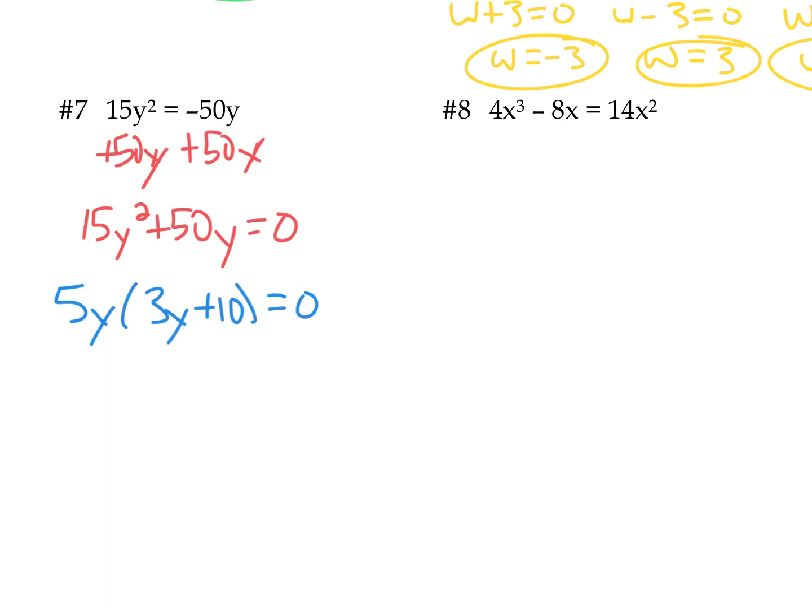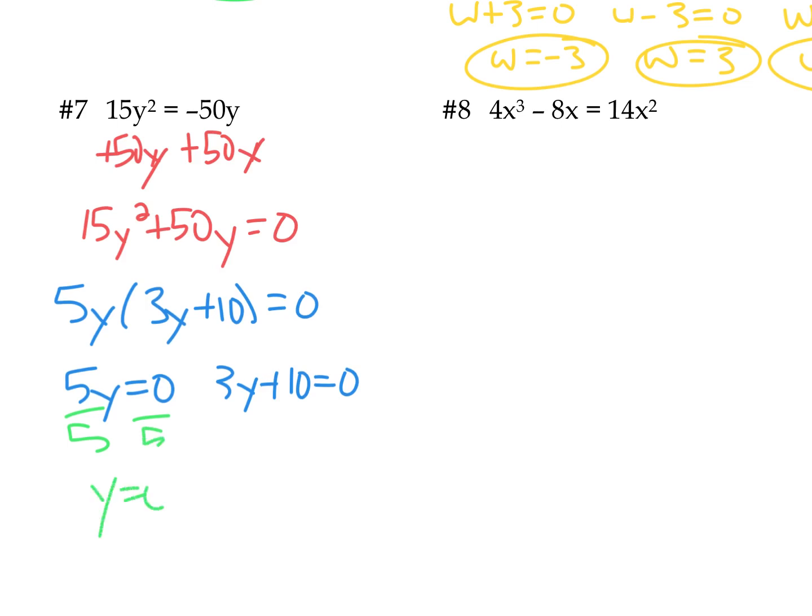That's factored all the way, right? 5y can't be factored anymore. 3y plus 10, there's no common factor. It's not a polynomial that can be factored anymore, so I'm going to set 5y equals 0 and 3y plus 10 equals 0. Write it out, equal to 0, and then solve. I'm going to divide by 5 on both sides.